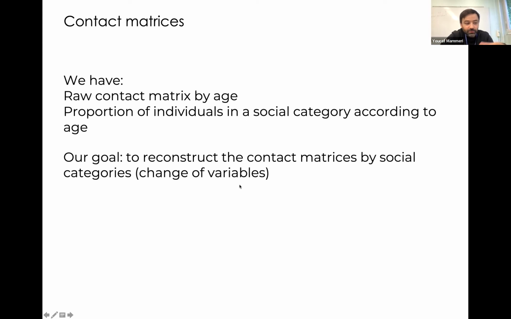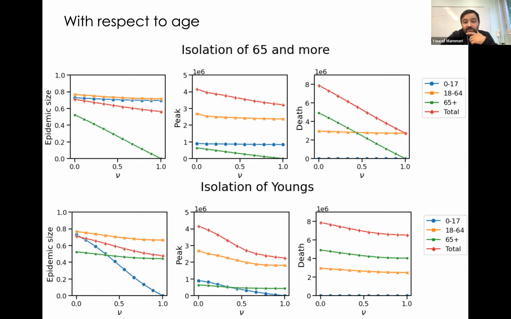This is just linear algebra. And then you can play. This is with age, which is not so interesting, but a lot of people have done that. It's just to see what happens. Age is a social category. If you isolate only the old people, you reduce the number of deaths.